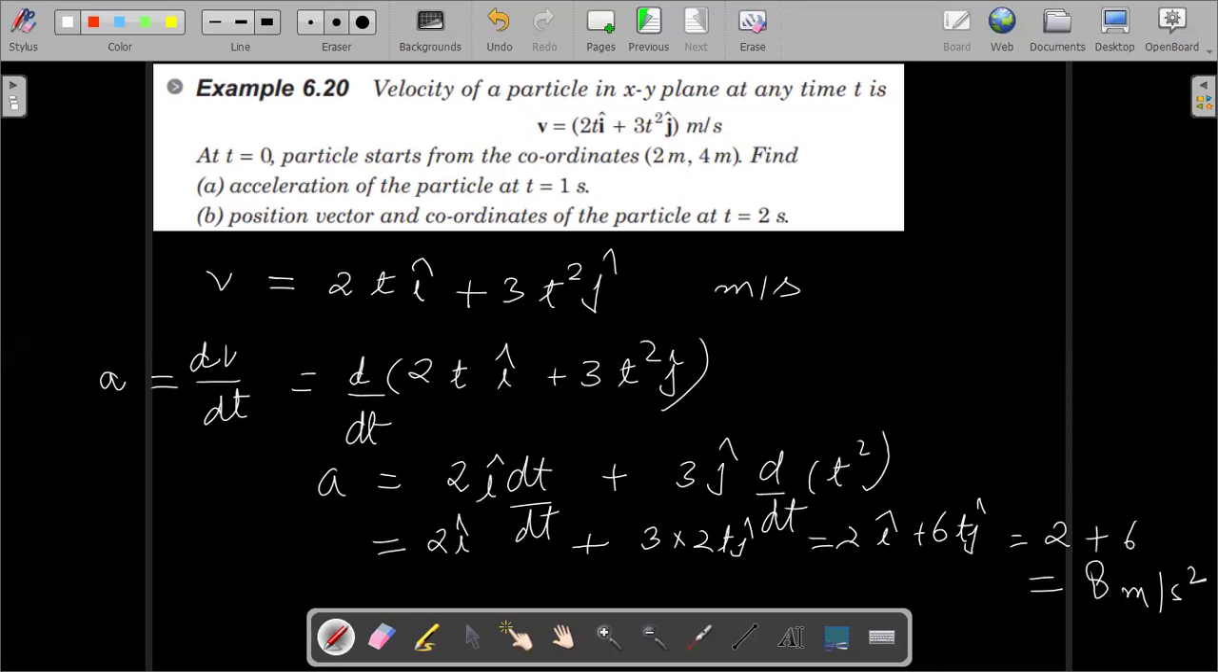Then you can try out the next one. Position vector and coordinates of the particle at t equals 0. See, now if you want to find the position vector of the particle, then you need to integrate it and obtain the equation for x. But that is a question from JEE level, so you can leave that. Or if you want to try it out, you can try it out. The question is here.